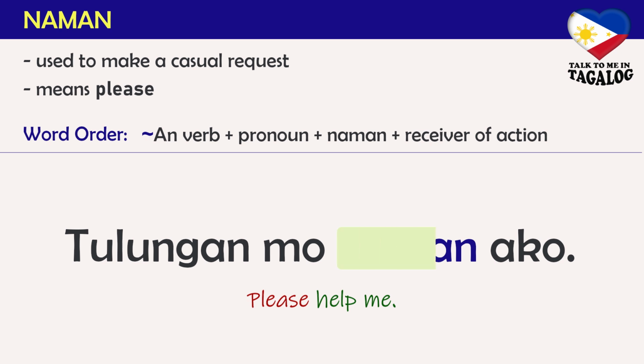If you omit the word naman and just say tulungan mo ako, you will sound like you're demanding the other person to help you. But if you say, tulungan mo naman ako, you're setting a soft tone to this sentence and you will sound like you're nicely asking for help. Tulungan mo naman ako. Please help me.